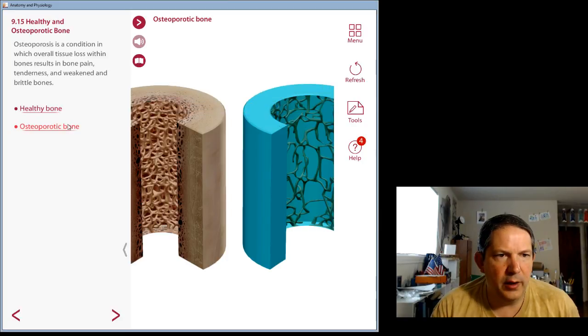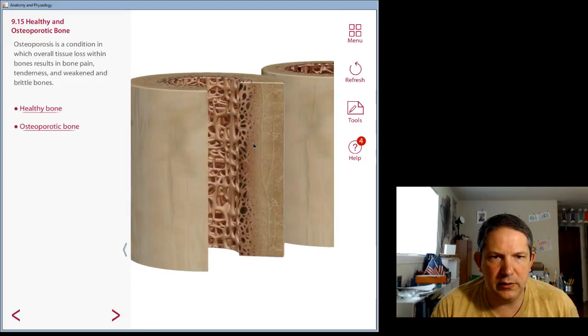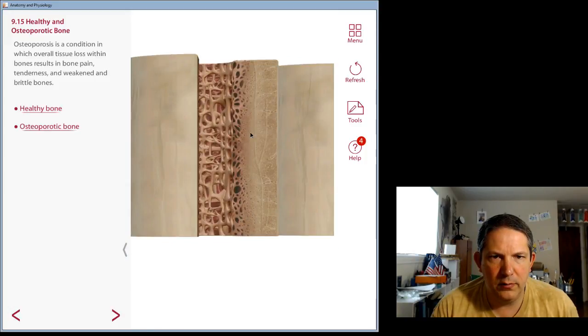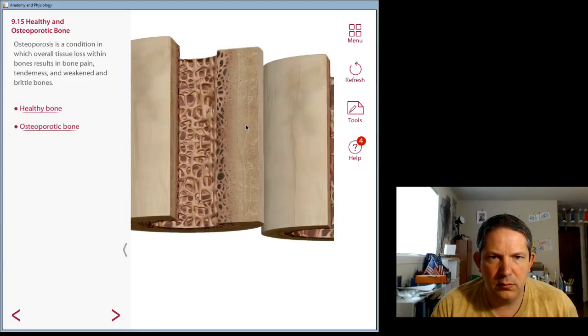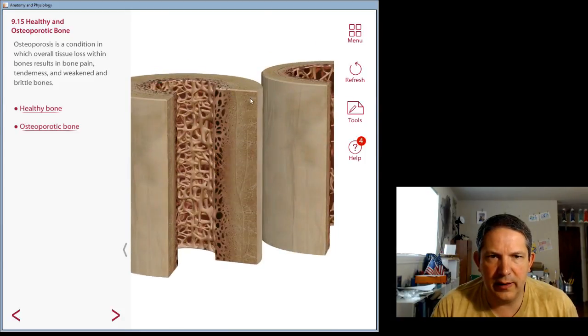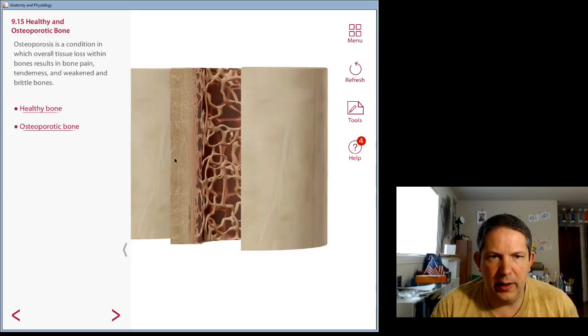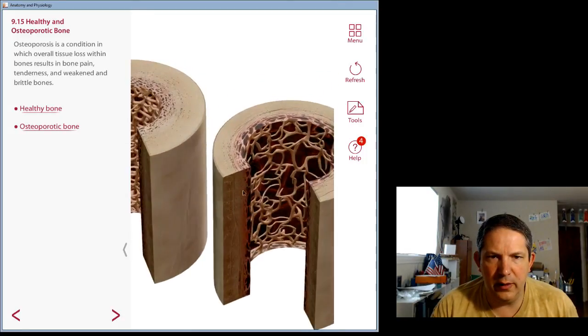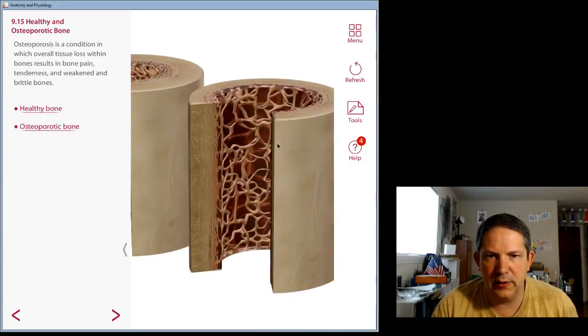Okay, well, so you can just look. There's healthy bone. There's osteoporotic bone. Healthy bone, it's thicker, this layer of compact bone, and the trabeculae are more dense. And osteoporotic bone has a thinner layer of compact bone, and the trabeculae, the spongy bone, is much less dense.